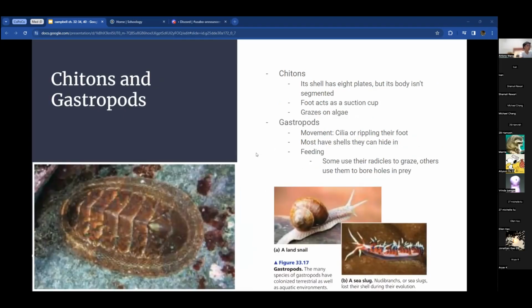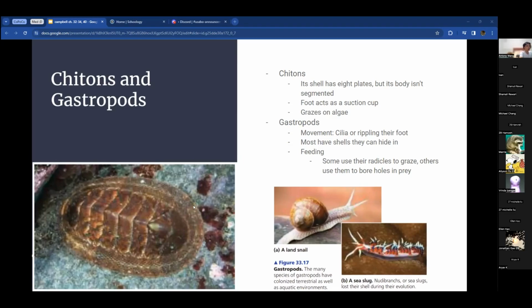Chitons and gastropods. Okay, so these are classes of mollusks. Chitons have these dinosaur-looking things. They have 8 plates, but their actual body is one continuous thing. It's not segmented like an ant. Its muscular foot acts as a suction cup, and it grazes on algae. You should just know roughly what it looks like. Chiton, it sounds old.